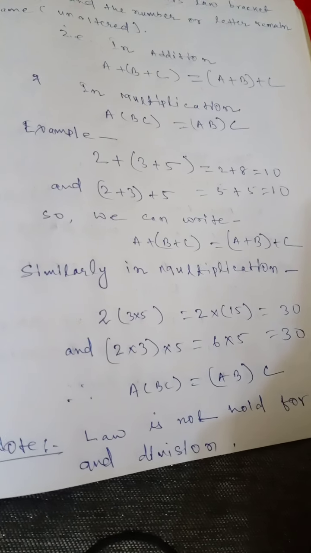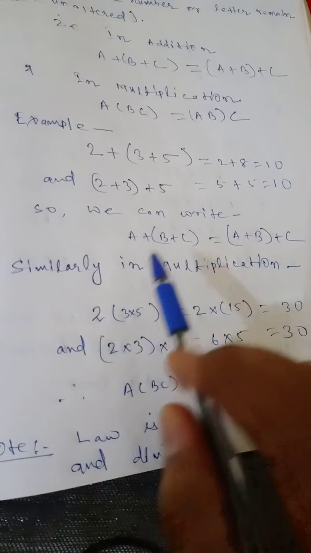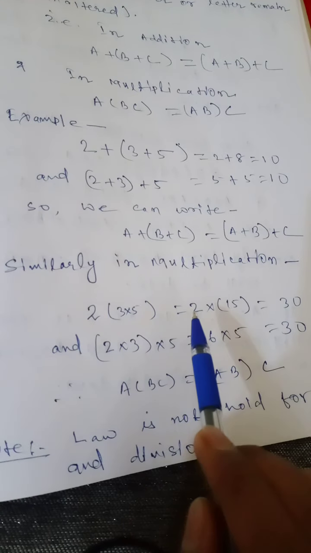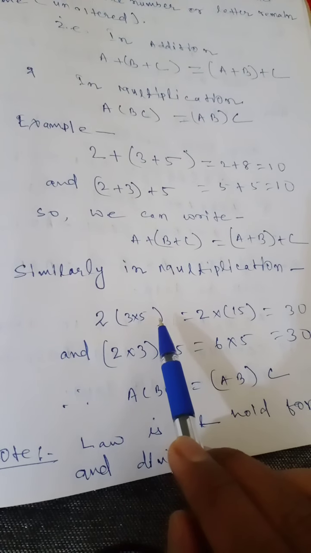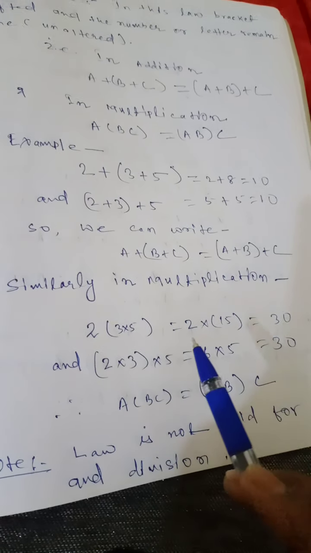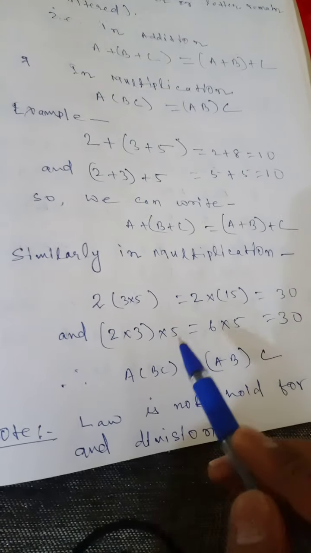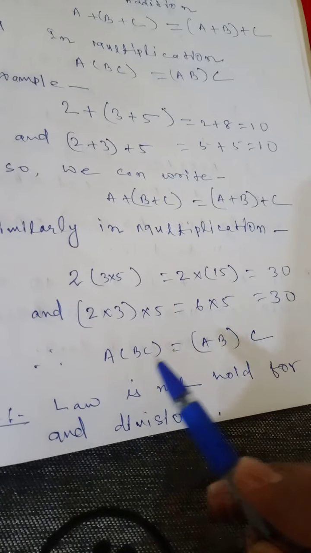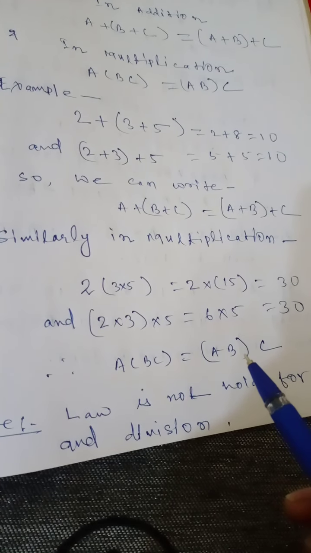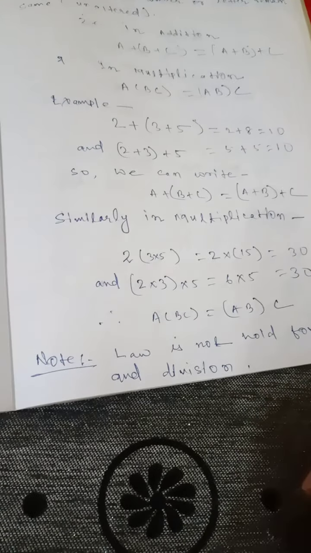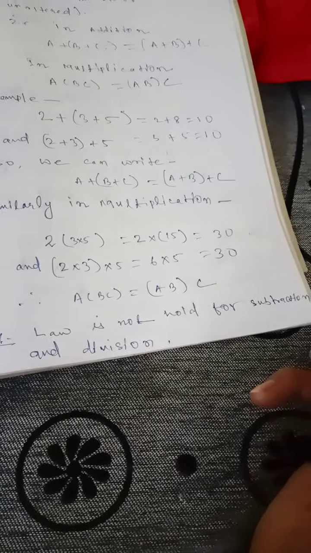Similarly, in multiplication, you can see 2 into (3 into 5) is equal to 2 into 15 is equal to 30. On the right side, (2 into 3) into 5 is equal to 6 into 5 is equal to 30. So a(bc) is equal to (ab)c, which means the associative law holds. Similarly, like the commutative law, this law does not hold for subtraction and division.